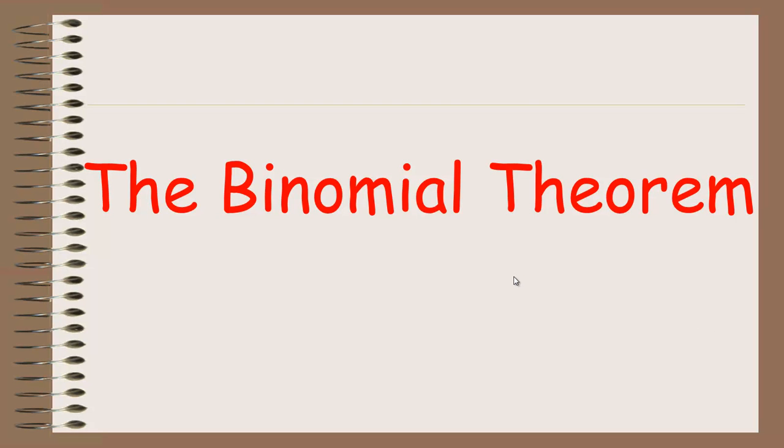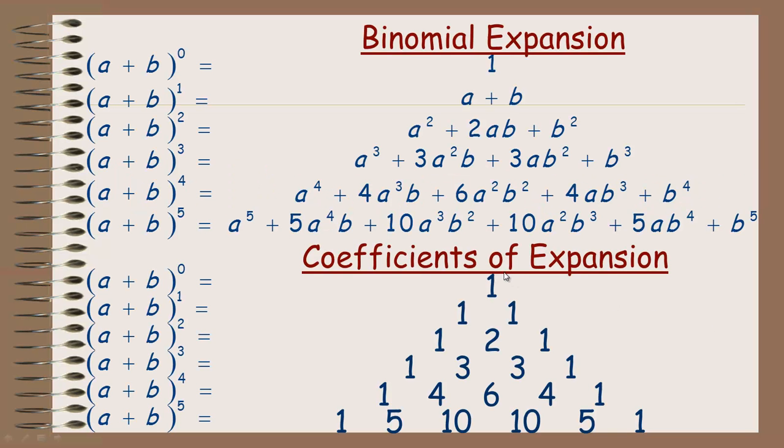In this tutorial, we'll take a look at the binomial theorem. And on the first real page here, we're expanding out the sort of generic binomial a plus b. So this is a plus b to the 0, a plus b to the first, a plus b to the second, etc. Of course, anything to the power of 0 is 1, so that's why we start with a 1 here.